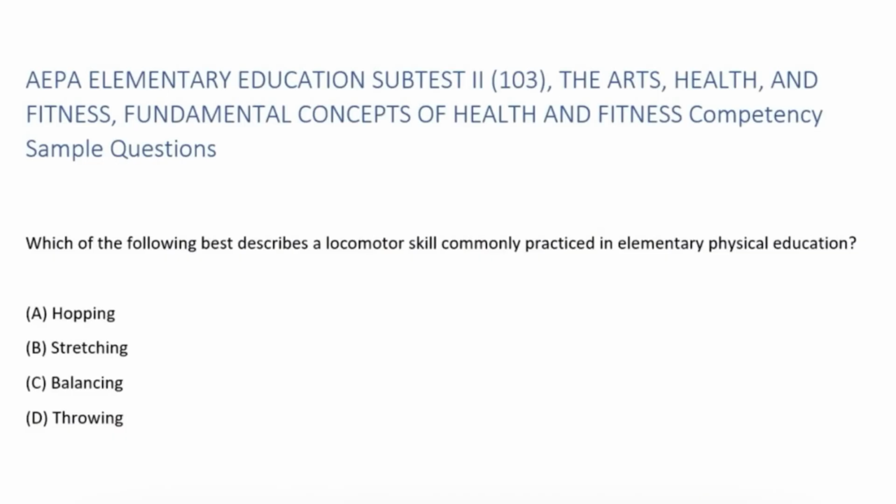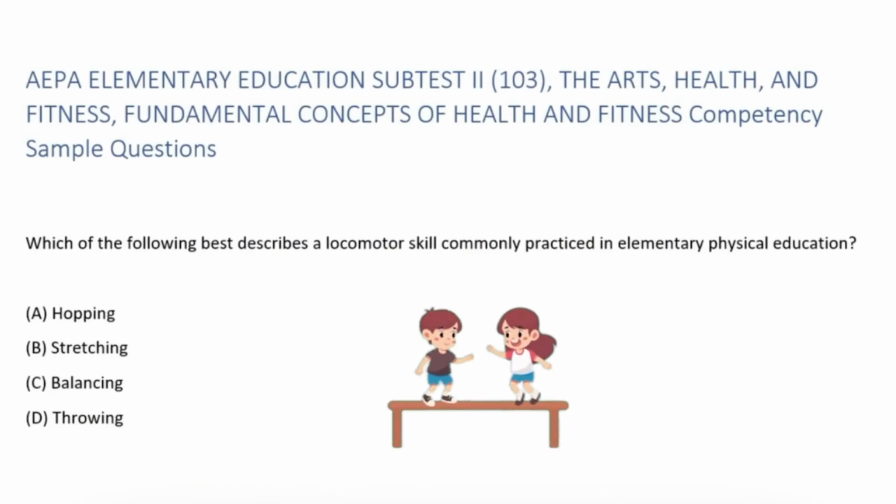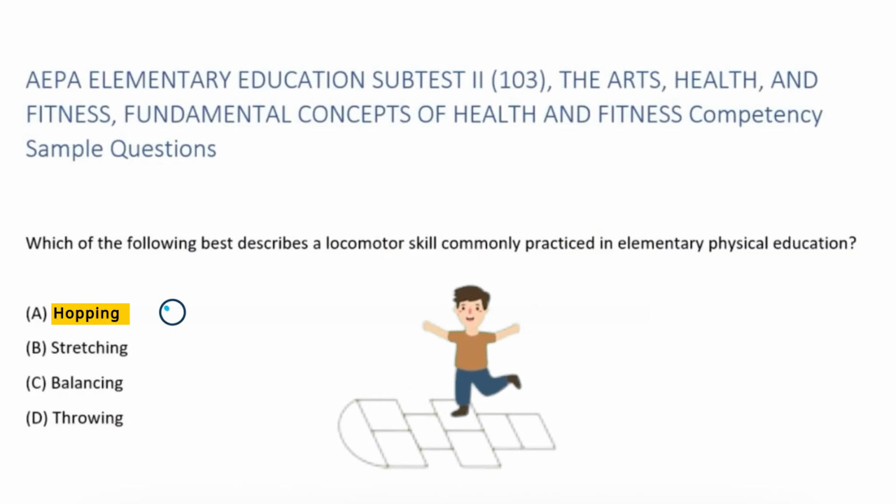Question number 2. Which of the following best describes a locomotor skill commonly practiced in elementary physical education? Is it A, hopping, B, stretching, C, balancing, or D, throwing? The correct answer is A, hopping.